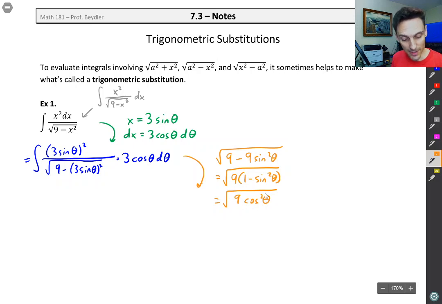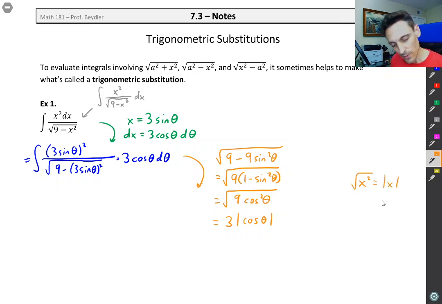So now we can apply the square root to both the 9 and the cosine squared theta. The square root of 9 is 3. The square root of cosine squared theta, technically speaking, is the absolute value of cosine theta. And let me just write off to the side here. If you take a number like x squared and you square root it, that's technically the absolute value of x.